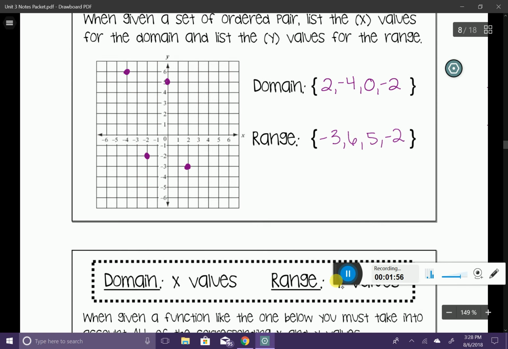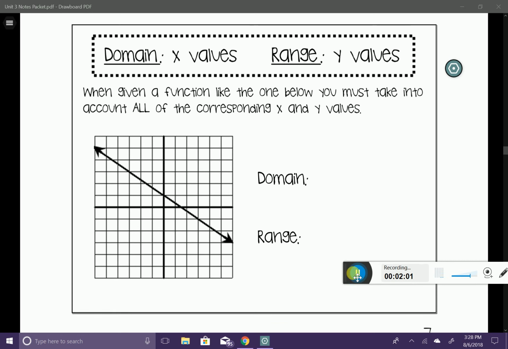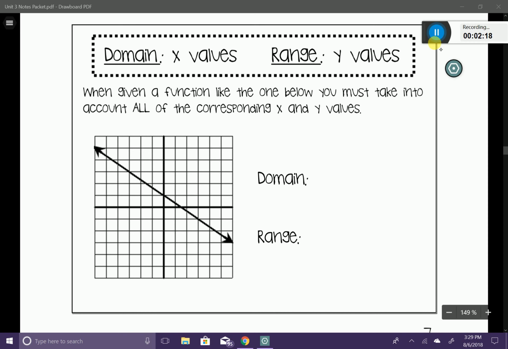Okay, let's go a little bit deeper now. This is where things start to get a little bit challenging, and you really have to put your visual cap on. When given a function like the one below, you must take into account all of the corresponding X and Y values. I'm going to try to represent this using colors just to show you how this works. Given this line, what are the X values? What are the domain values that correspond to this particular line?